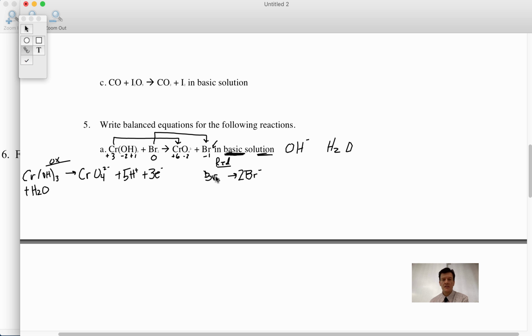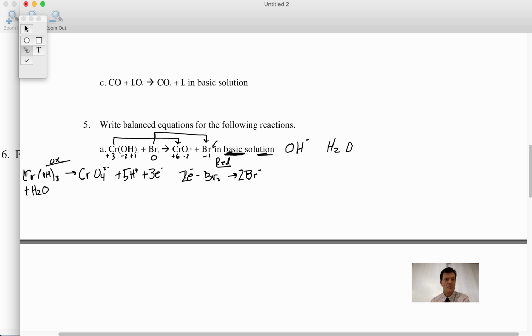Charge on this side, it's a total of -2. 2 times the -1 here. 2 negatives and 0 on the left, so I've got to match this by adding 2 electrons over here. Now we have to conserve electrons. There are 3 here, 2 over there. You can't have 2 different amounts lost and then gained. So I got to multiply this entire equation, the oxidation, everything by 2, the reduction, everything by 3.